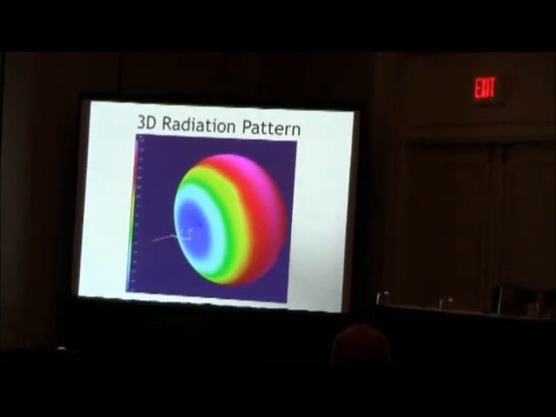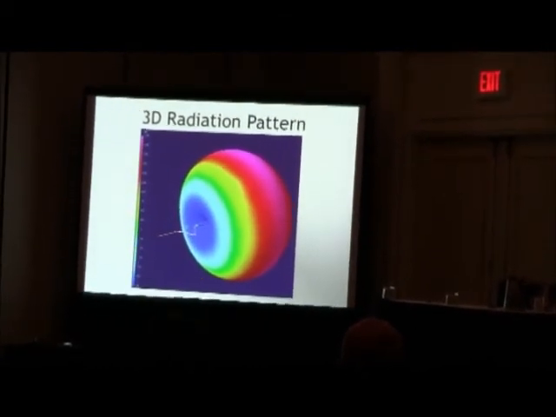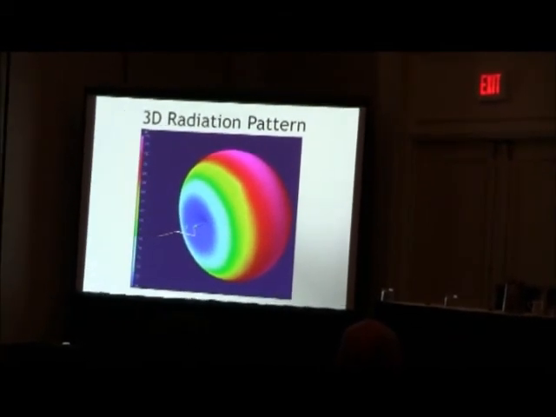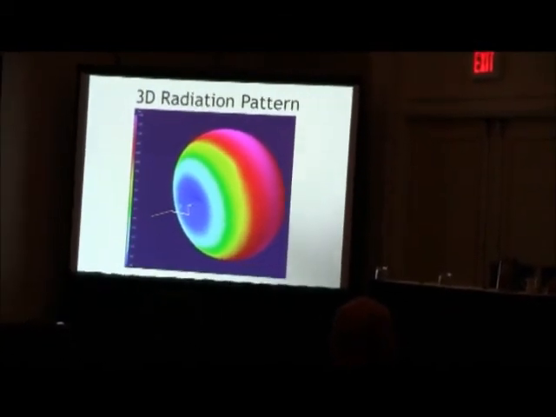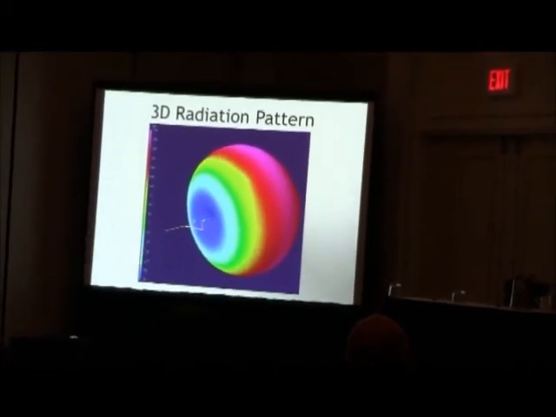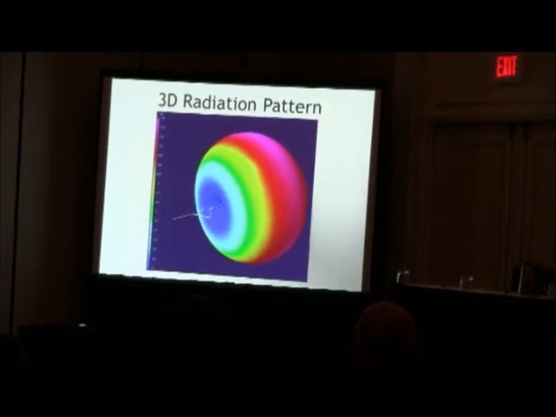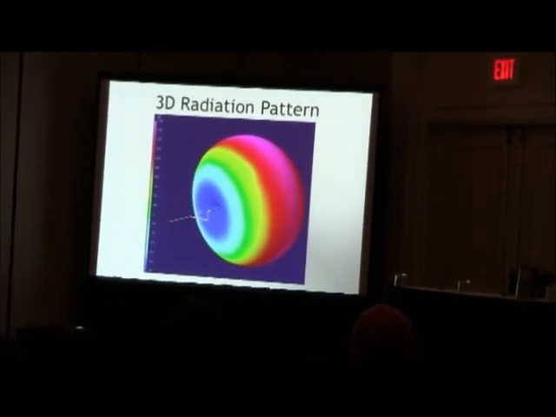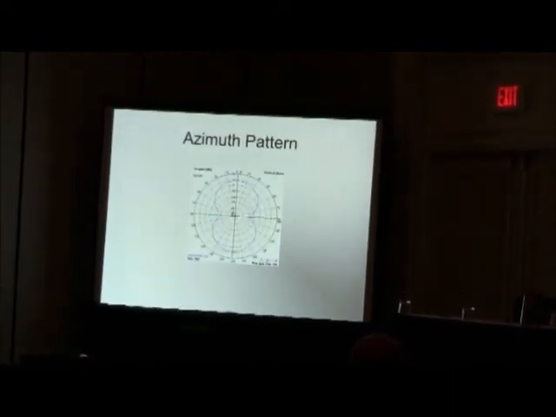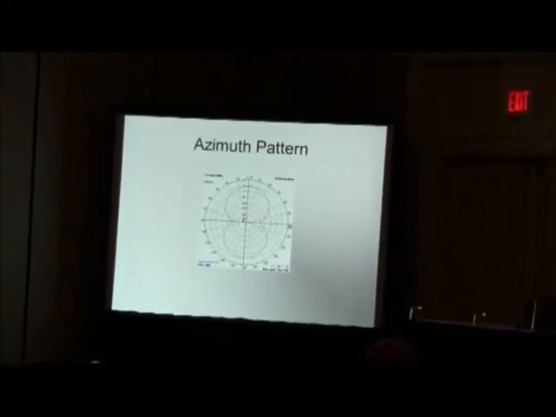What you see here is the 3-dimensional radiation pattern or field strength of the Koch-curve fractal antenna. And the red and violet colors indicate a higher magnitude of field strength. So you'll notice that this pattern is a lot like that of a common dipole antenna. And here's the azimuth pattern of the Koch-curve fractal antenna.